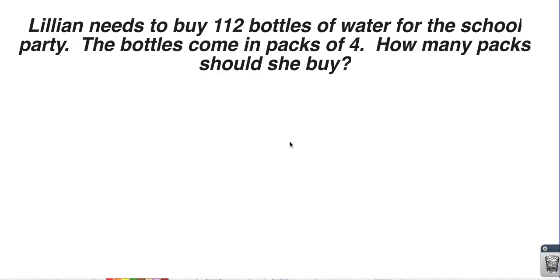Lillian needs to buy 112 bottles of water for the school party. The bottles come in packs of 4. How many packs should she buy? Okay, so we're doing 112 bottles divided up into packs of 4. How many packs should she buy?